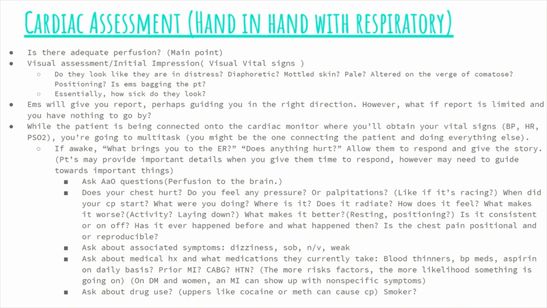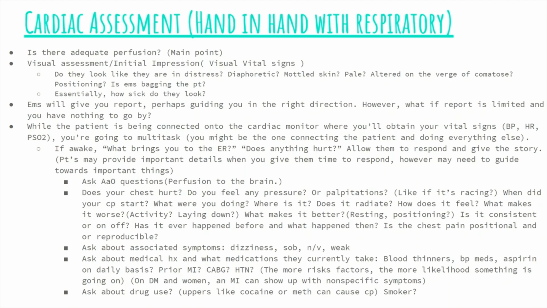Next, you'll want to ask about the specifics. For example, since we're doing a cardiac assessment, we're going to ask, where does your chest hurt? We'll also want to ask, do you feel any pressure or any palpitations? In the past, I've found that some patients don't consider pressure in their chest to be pain, so you have to ask specifically about pressure. And then you may also have to specifically ask about palpitations, as some patients may not bring it up even if they are having it.